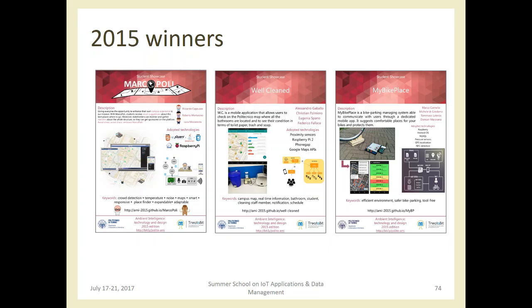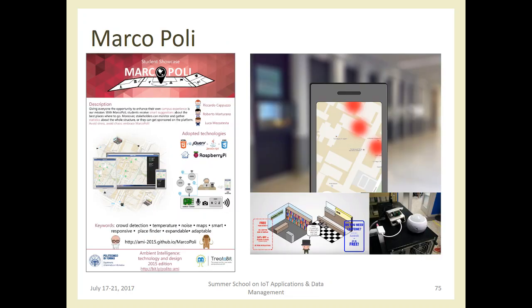Again, the three winners are these three: Marco Poli, Well Cleaned, and My Bike Place. Marco Poli is an application for finding your way inside the campus. So it's an indoor navigation application plus detection of issues in the campus. You have an exam, so there will be 200 people waiting outside the door, and so it will be very difficult to cross this corridor. So they have noise sensors in different places that will tell you, please don't go there because it's already too crowded. So if you want, plan your route, they will give you a map where you can find your way inside the campus, and the map will tell you places to avoid and also places to go.